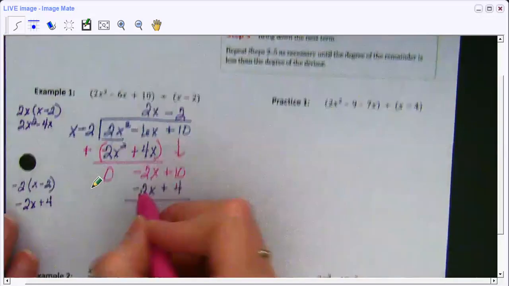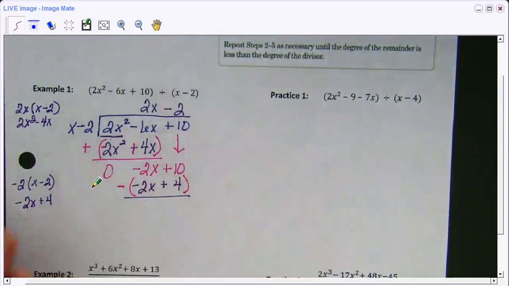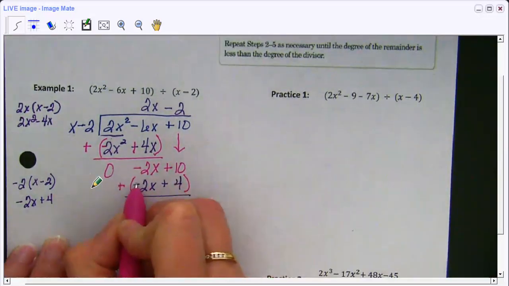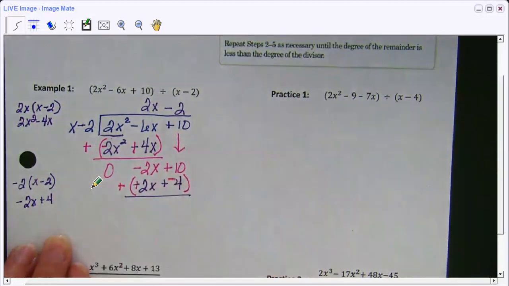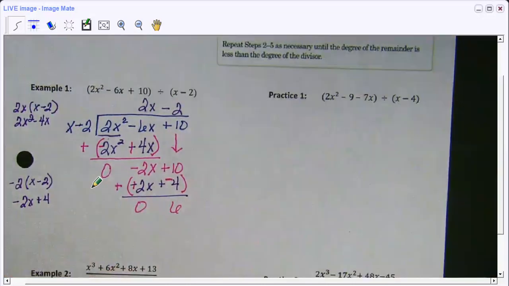And now I have to subtract those, which is the same as adding the opposite. Okay, for those of you who are just sitting there, you really need to be paying attention. All right, so I'm going to change this to addition and flip the signs inside the parentheses, and I could go ahead and subtract. Okay, now this one happens to have a remainder.